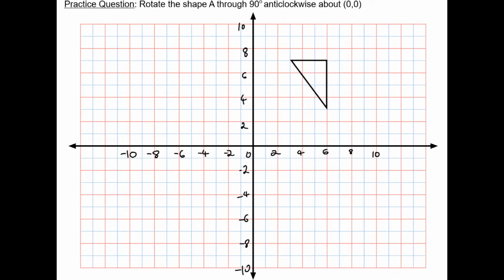Here's a practice question for you to try. So please get some squared paper, draw the axes as shown, and I'd like you to draw the shape. So this is shape A here. It is a triangle, a right angle triangle. There's shape A. I'd like you to draw shape A and then rotate it 90 degrees anti-clockwise with center 0, 0. Pause the video now, and when you're ready to go to the answer, press play.